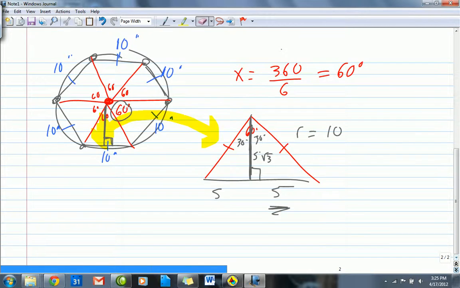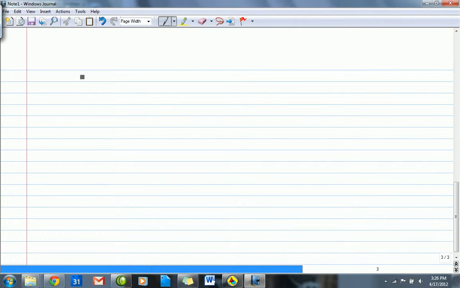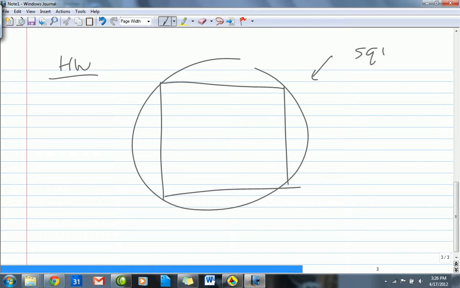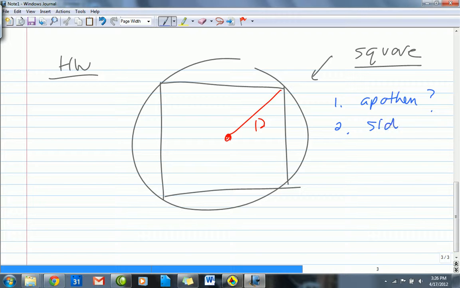The one problem I want you to think about for tonight is this. Here's your homework. Let's work with an inscribed square. Okay, so that's a square. Doesn't look like one, a little sloppy, but that's a square. If the radius is 12, I want you to find 2 things. First, what's the apothem, the length of it? And second, what's the side of the square?